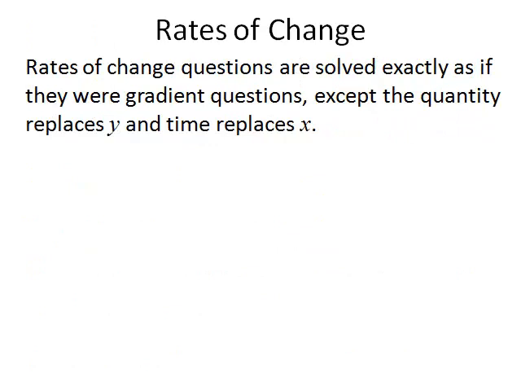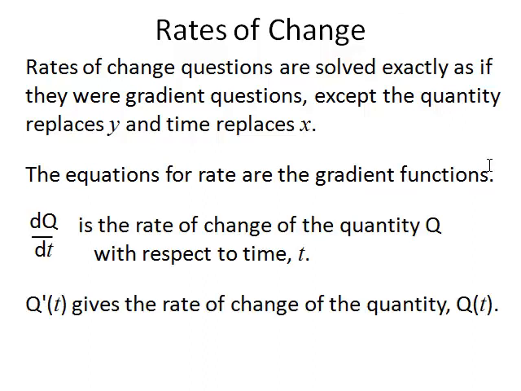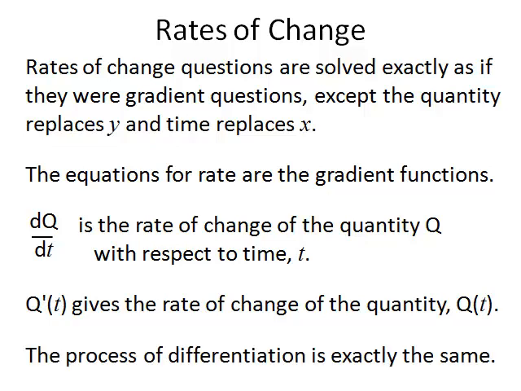So rate of change questions are solved exactly as if they were gradient questions, except the quantity replaces y and time replaces x. The equations for rate are the gradient functions, and we find them by differentiating in the same way that we find a gradient function. dq/dt, or q dash t, whichever form you're going to use, gives the rate of change of q with respect to t. And the actual process of differentiation is exactly the same. The power of t is multiplied by the coefficient in front, and then the power of t is reduced by 1. Otherwise, the process is the same.